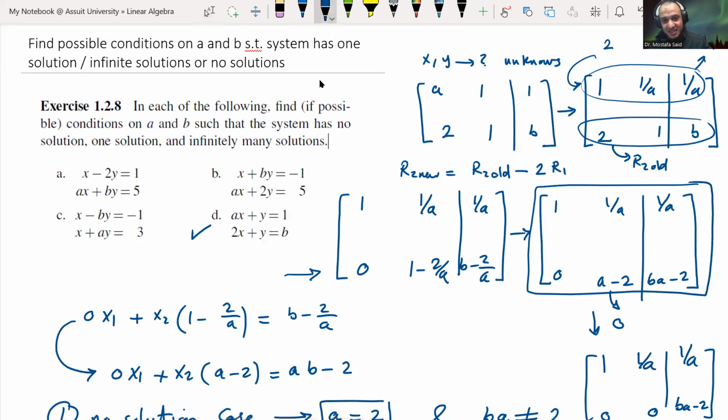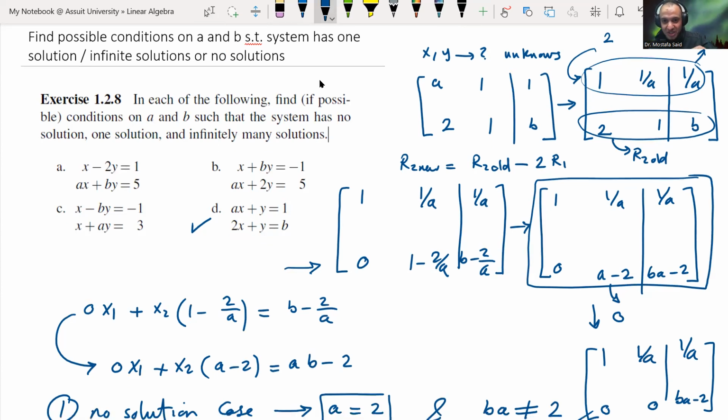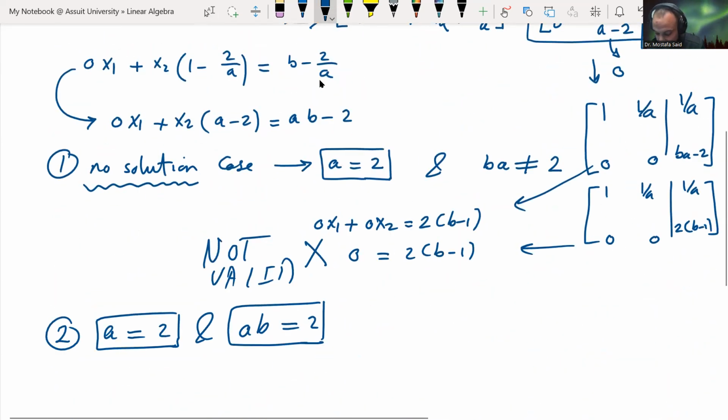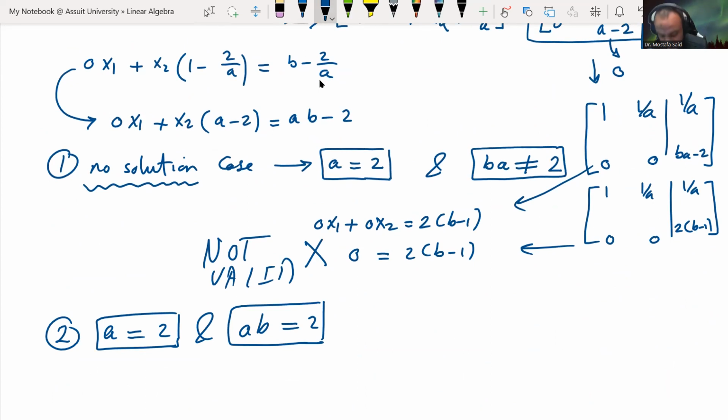You're going to find that the difference between the no solution and the infinite solution case is just one assumption. Here we have 2 conditions in the no solution case: A equals 2 and AB doesn't equal 2. Here both equal 2. So it's a change in that one condition. Just flip it. When you flip that second condition or the first condition, based on the examples, you're going to find that you go from the no solution case to infinite solutions, or vice versa.